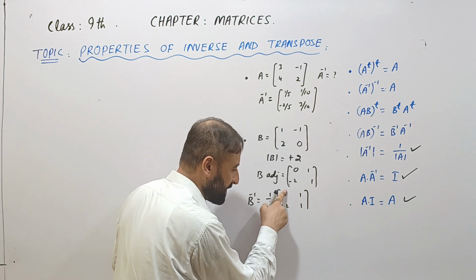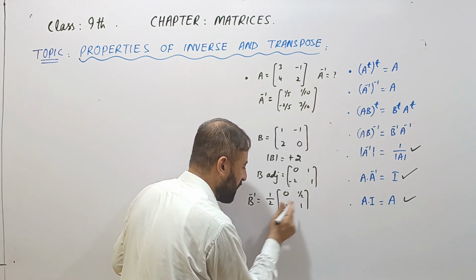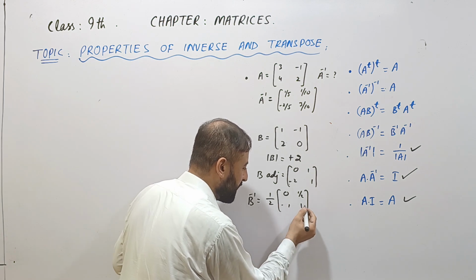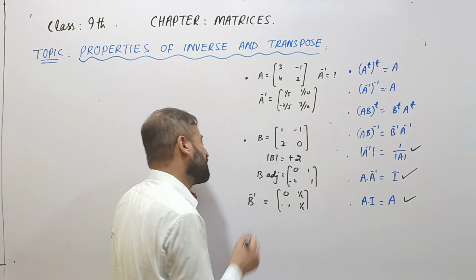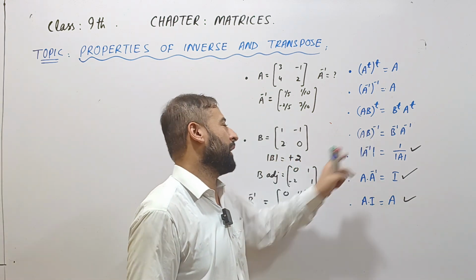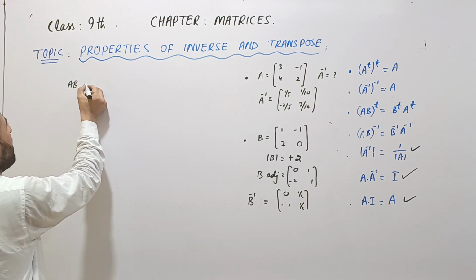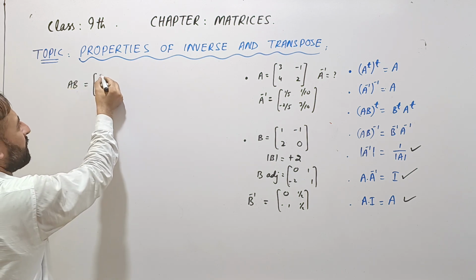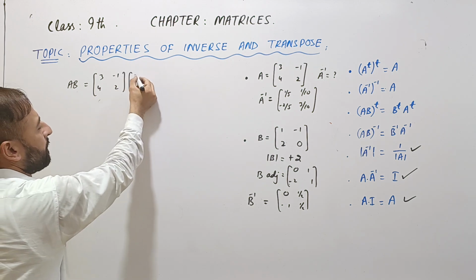Multiply this with this, 0. Multiply this with this, we get 1 by 2. When you multiply, you get minus 1 and 1 by 2. This is your B inverse. I have these values. And now let's try to find AB whole inverse. First find AB.